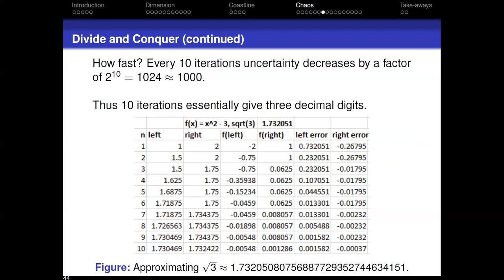Every time I do this, I reduce my uncertainty. So if I do it 10 times, my uncertainty decreases by a factor of 1 over 2 to the 10, and 2 to the 10 is about 1,000. So if I do this 10 times, I basically gain another 3 digits. If I do it another 10 times, I gain another 3 digits. So I have standard gains, I know what I'm gonna get, but it's gonna take some time.